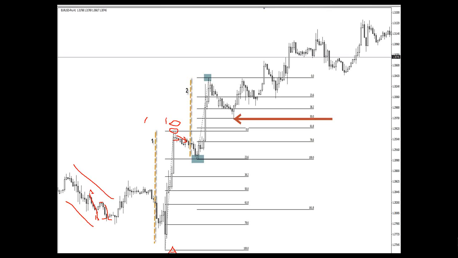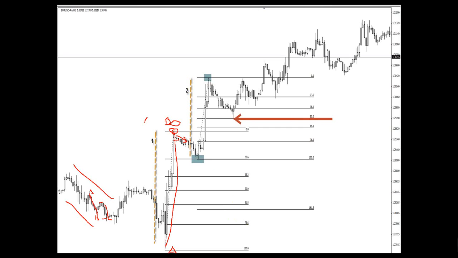Here, this is point B. And from here to here, okay? We can see that 23.6 is here, right where the price has jumped off. 38.2, 50, 61.8, 78.6. This was a shallow retracement because that was a big move.